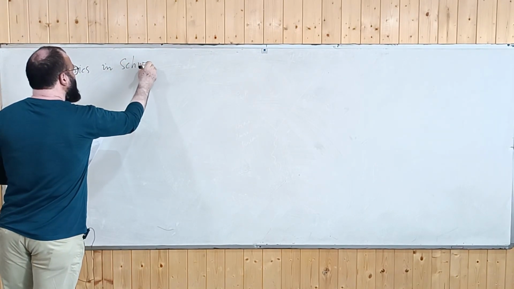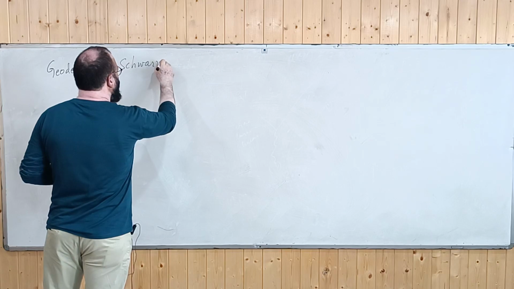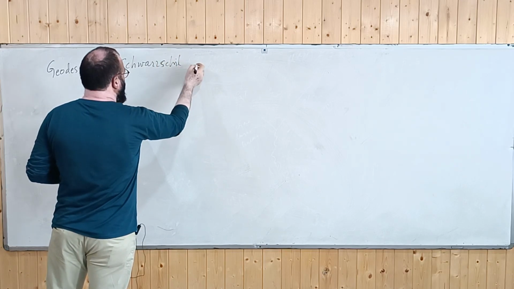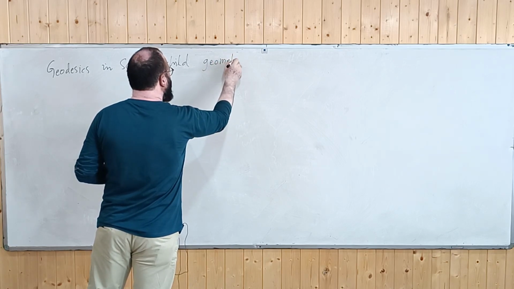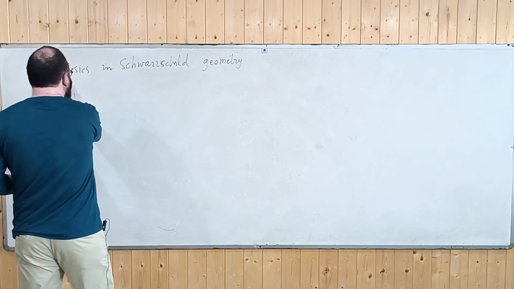Schwarzschild Geometry. What is actually our aim?